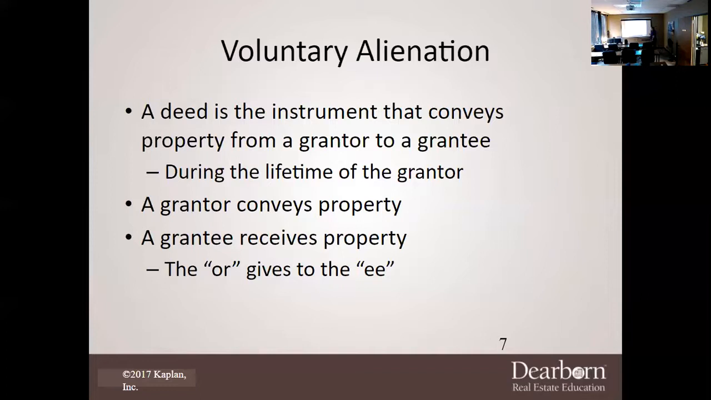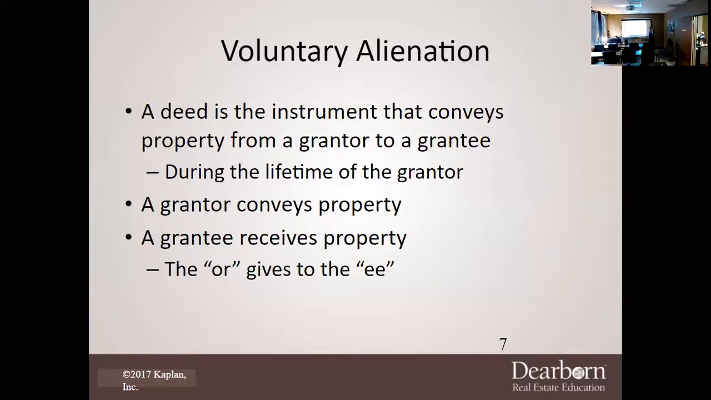Okay. So during the lifetime of the grantor, the deed basically says that as long as you have this, Mr. Eugene, you got the deed, you have it for the lifetime as long as you fulfill your duties. Like we talked about in previous classes, remember the OR gives to the EE. Does that make sense? Whenever you see a grantor, the OR, they're the one that's conveying the property. They're the one that's giving it away. The one receiving it is a grantee.